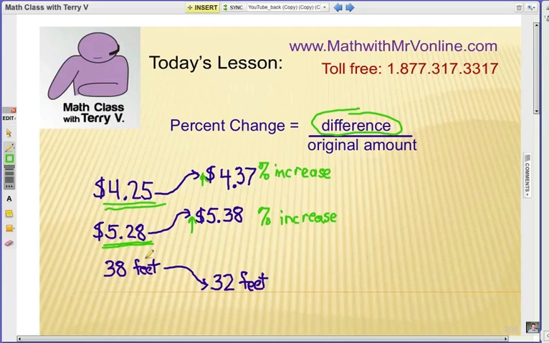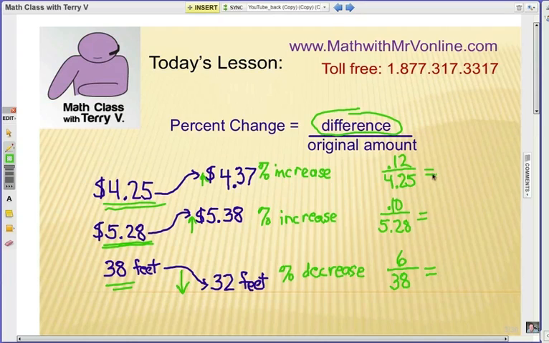Okay, now the last example here is, what if something is, say, at 38 feet, maybe the level of a river, and it goes down 32 feet. Okay, in this case it would be a percent decrease, right? So in the percent decrease, you have to remember that we still subtract and find the difference amount, and then we're going to divide it by the original amount. Now in this case, the original amount is 38. It's not always the lowest amount. Okay, so you're going to take the subtracted difference and divide it by the original amount.